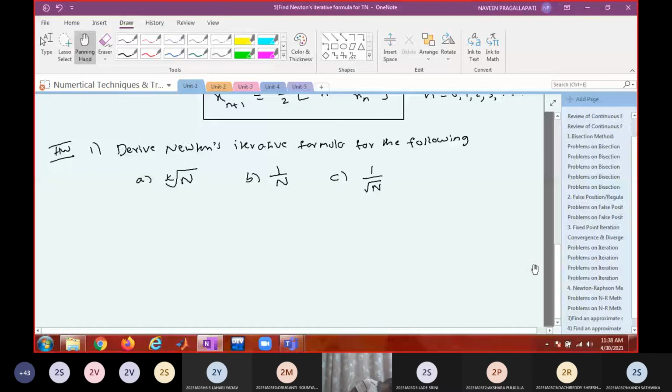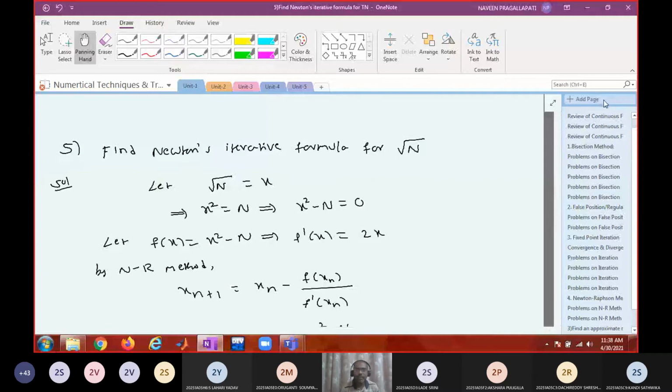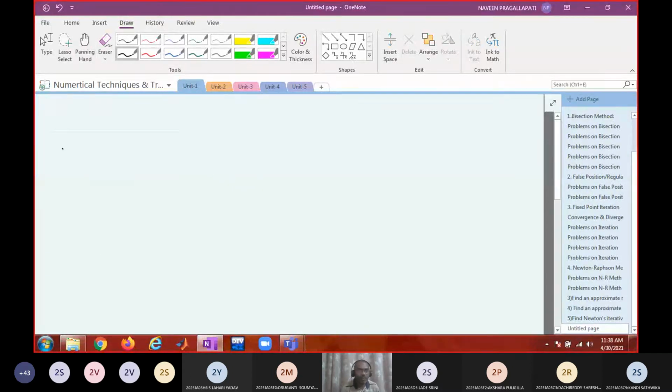Just let us do one more problem and stop. Shall I proceed? Yes, sir. Using Newton's method. Use Newton's method to find the smallest positive root.